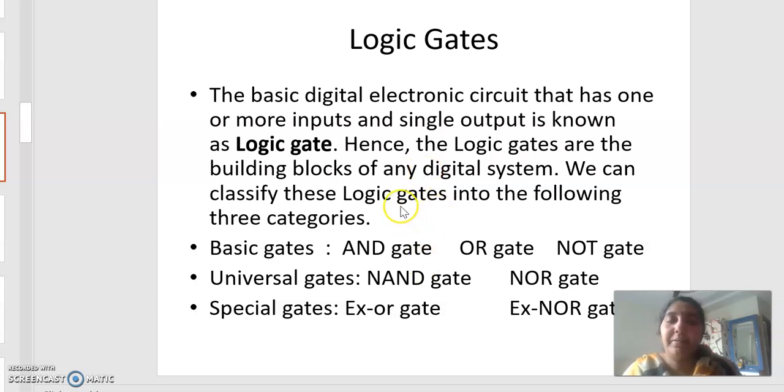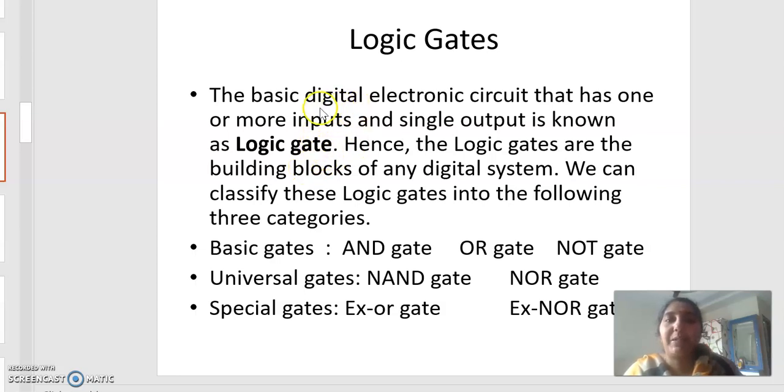In this session, we are going to discuss logic gates, Boolean algebra, and simplifying the Boolean expressions. First, we'll revise the concepts of logic gates. First, we'll see what a logic gate is.